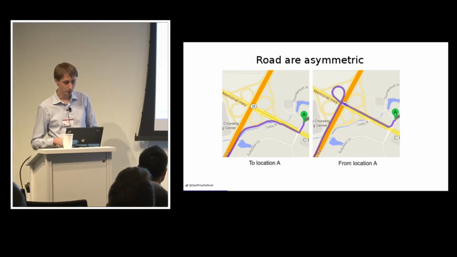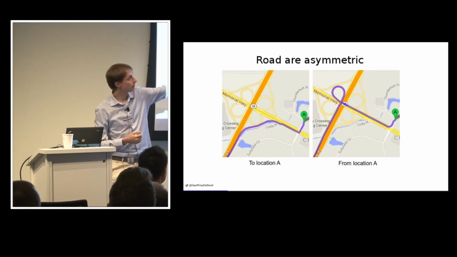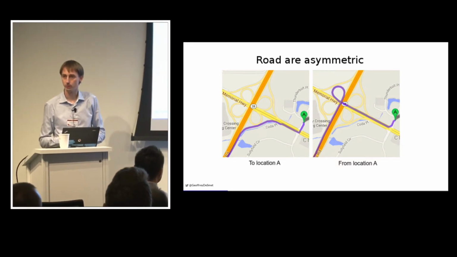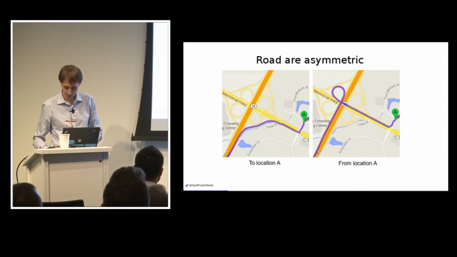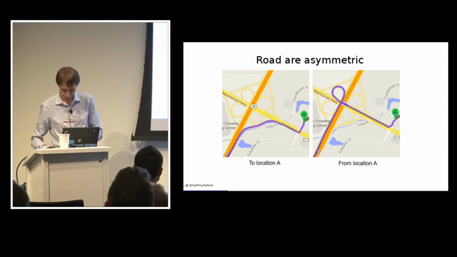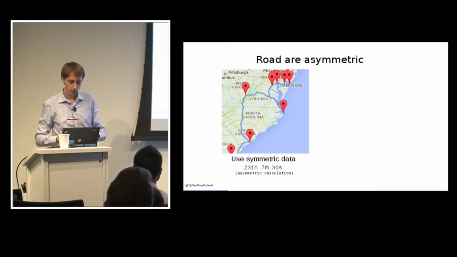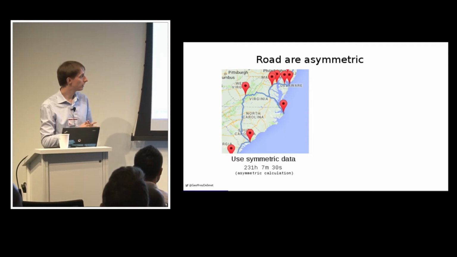So if we drive from A to B, we are actually driving a much longer road, as you can clearly see, right? So we need to take into account that roads are asymmetric. And if we take the data from Google Maps, the asymmetric roads, and put that into the system, we actually do the calculation.